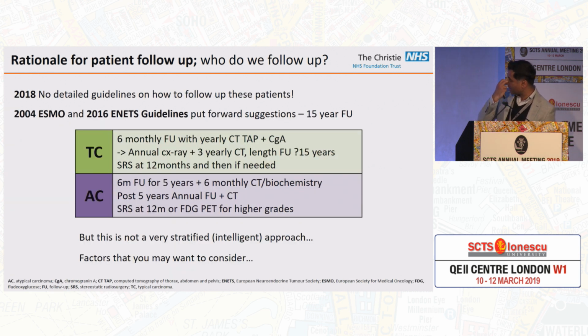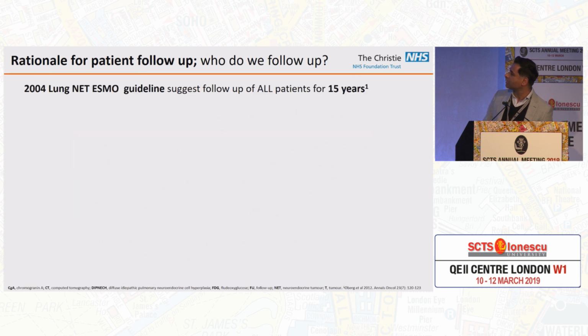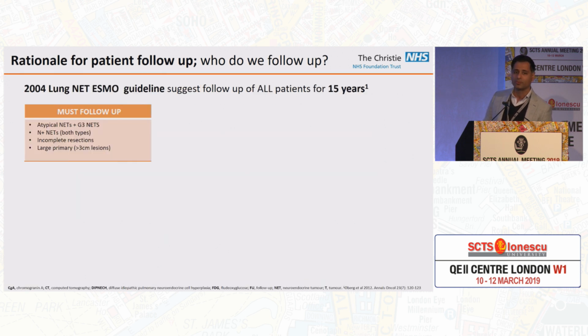So these are the ESMO guidelines. I'm not going to go through them because you can get these slides. The ESMO guidelines are very generic. What they say is just follow up your patient for 15 years. And do you really want your clinics plugged up with T1A, N0, M0 cancer patients or T2A, N0, M0 cancer patients? They'll dominate your clinics. No, you don't. So what you need is actually a much more intelligent approach.